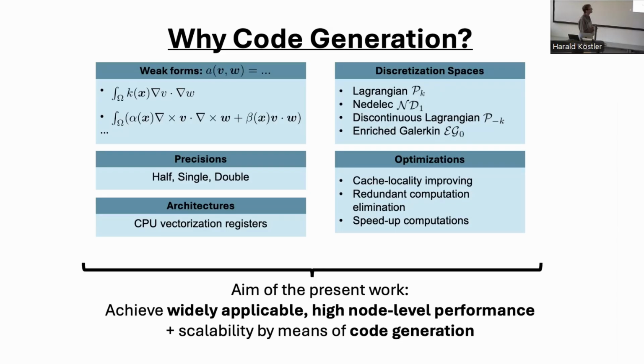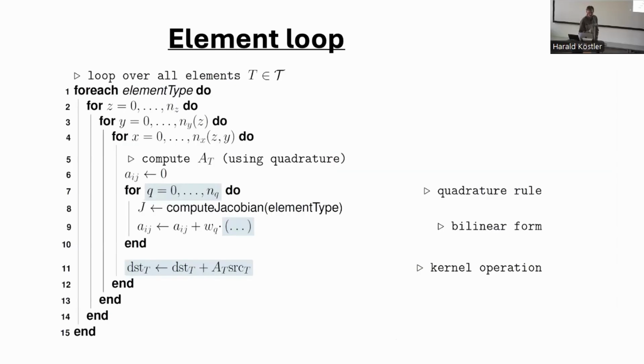So this was here one of the main, of course, reasons not to have to implement all of that manually in all of the variants. So basically, it boils down to such an element loop.